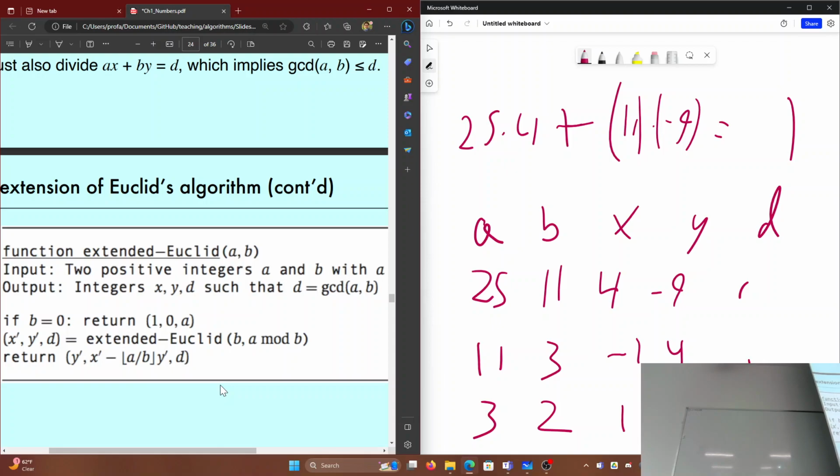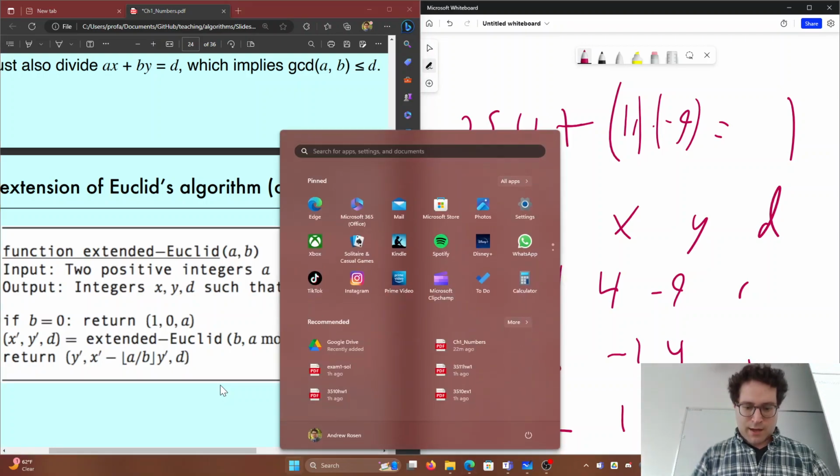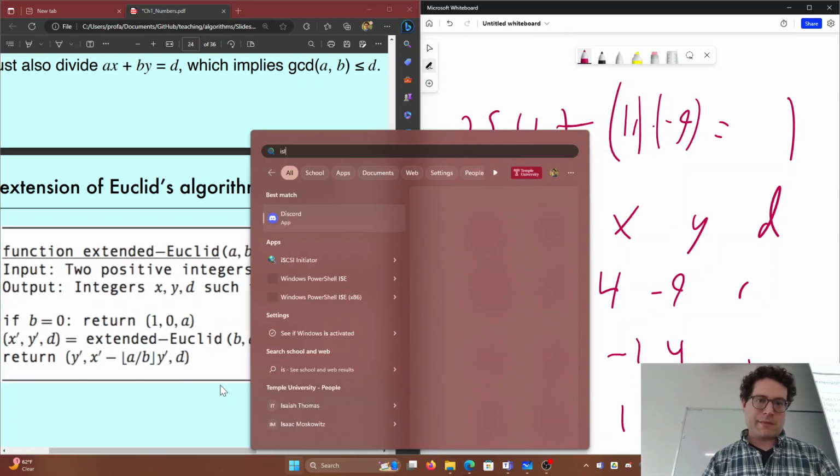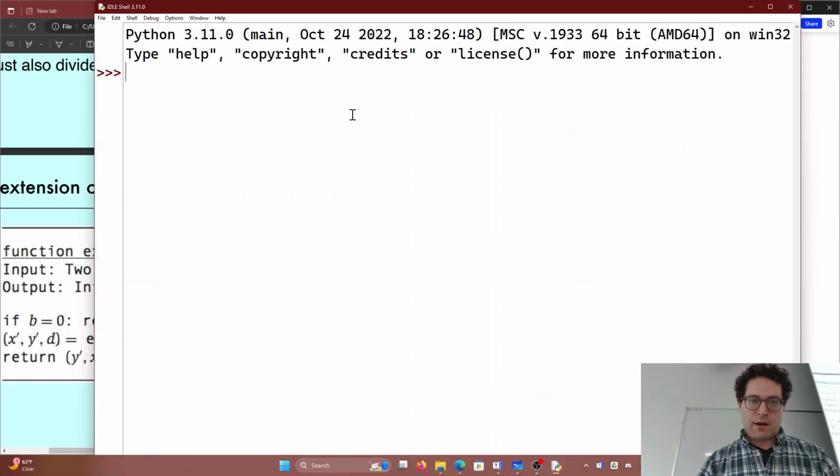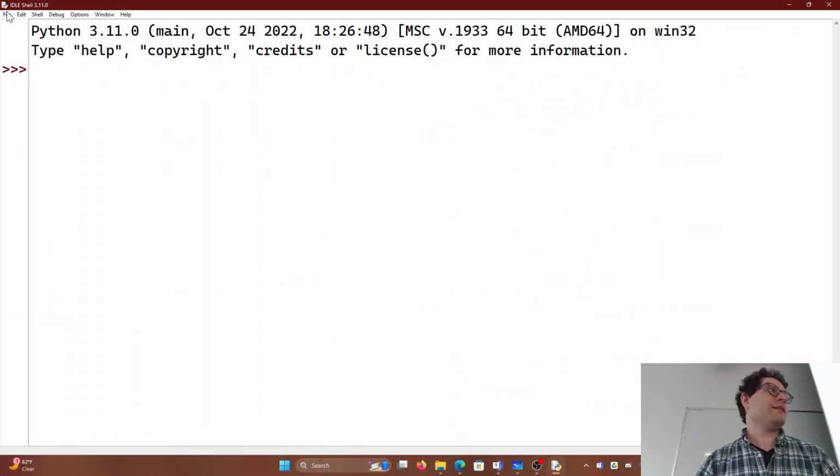Which again is fairly easy to check. 25 minus 10 times 2 is 5, right? That's what I like about this one. It's fairly easy to check. It's also not so bad to code up. I'll go ahead and code it up now because this is a tool we will need soon. And yes, I'm actually going to code in this class, wonders of wonders.